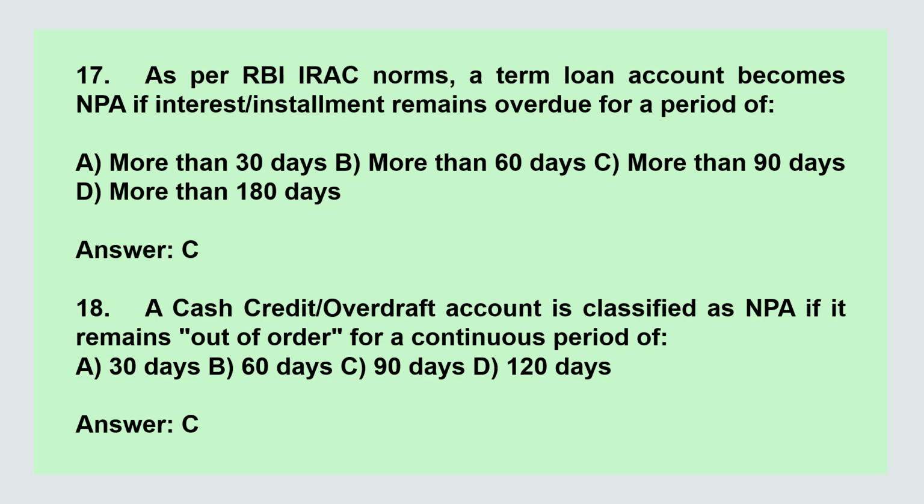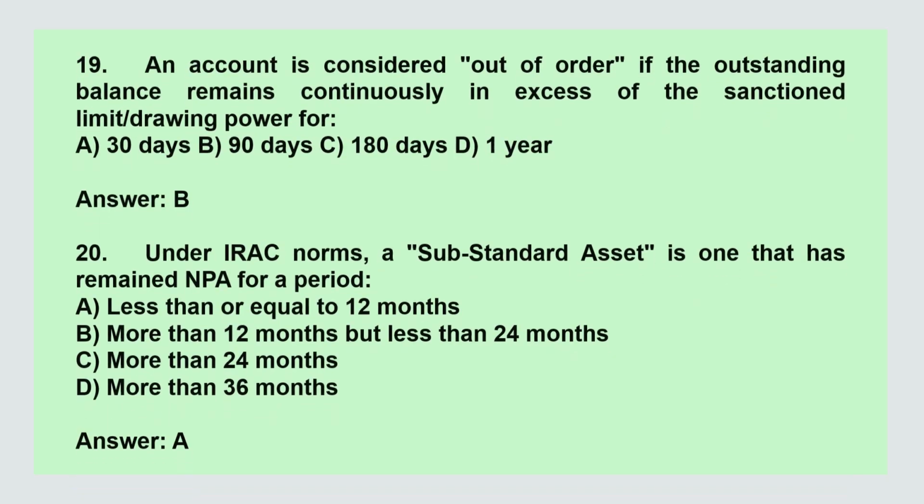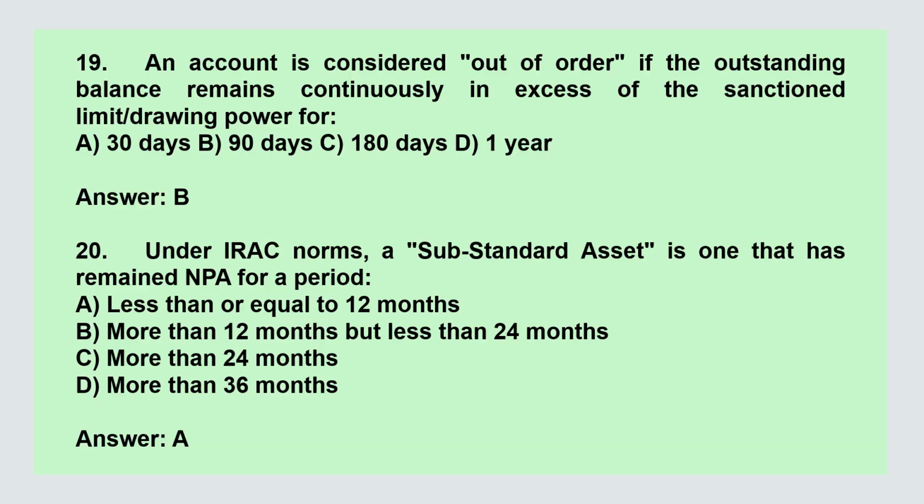As per NPA IRAC norms, a term loan account becomes NPA if the instalment remains overdue for a period of. Answer C. More than 90 days. A cash credit overdraft account is classified as NPA if it remains out of order for a continuous period of. Answer C. 90 days. An account is considered out of order if the outstanding balance remains continuously in excess of the sanctioned limit or drawing power for. Option B. 90 days.